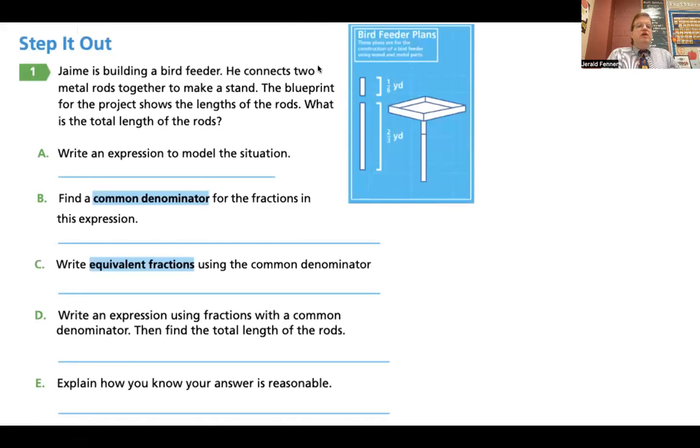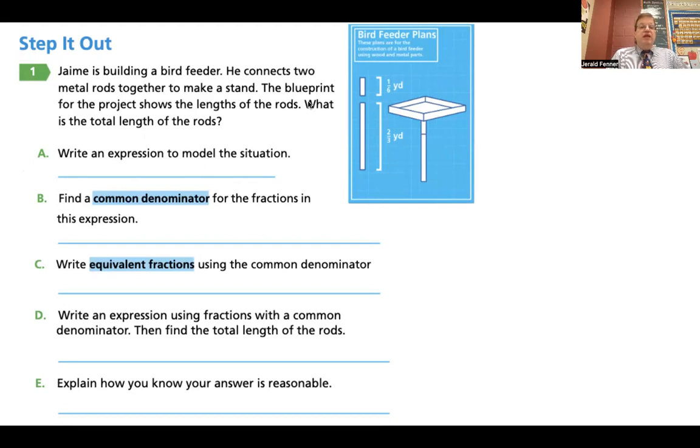So let's take a look at the first example we have here, which is Jamie is building a bird feeder. He connects 2 metal rods together to make a stand. The blueprint for the project shows the lengths of the rods. What is the total length of the rods? So what we have to do first is identify the actual important information, and we're going to do that by highlighting.